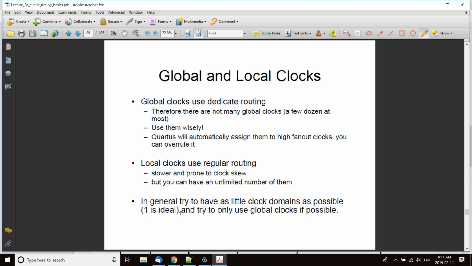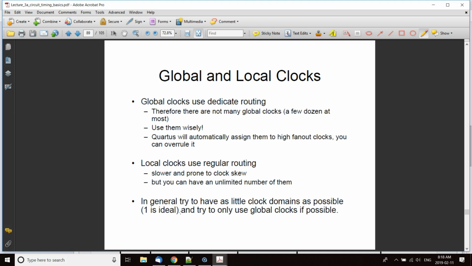So effectively no skew, right? And it goes to all the flip-flops. The only problem is there isn't a lot of them, because those are fixed routings within the chip, right? Each of them basically takes up a layer of the chip, essentially. So there aren't many of them. I would say, in the high-end chips, you get a few dozen. In the low-end chip, you get less than 10, right?